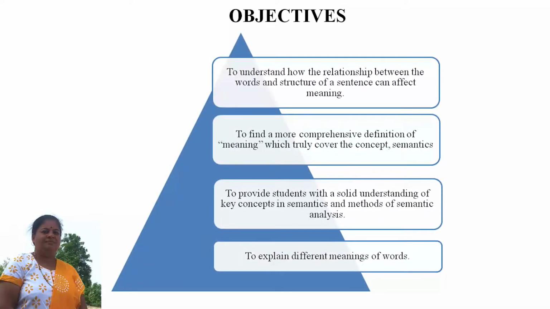Objectives. The objectives of this module are to understand how the relationship between the words and structure of a sentence can affect meaning, to find a more comprehensive definition of meaning which truly covers the concept of semantics, to provide students with a solid understanding of key concepts in semantics and methods of semantic analysis, to explain different meanings of words.